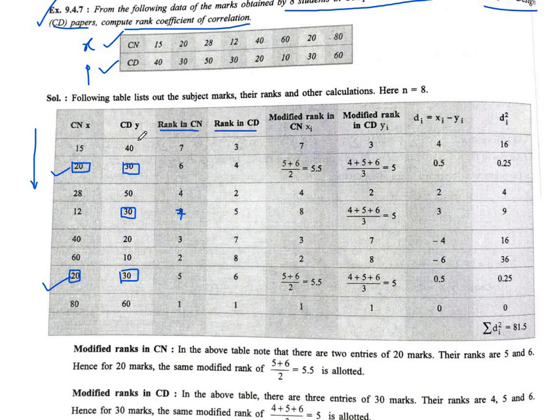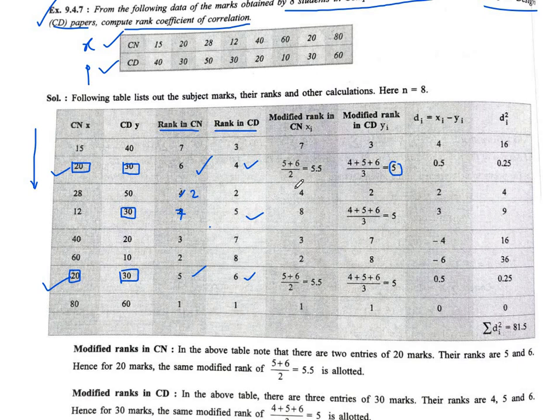Now for this CD, we have the ranks. Actually, this is 2 here. No, not this one. Initially I have done this one, not that one. So this is for 5 and 6 for the CN, and then for CD we have 5, 6, and 7. So the average of these three ranks, divided by 3, comes out to be 6.